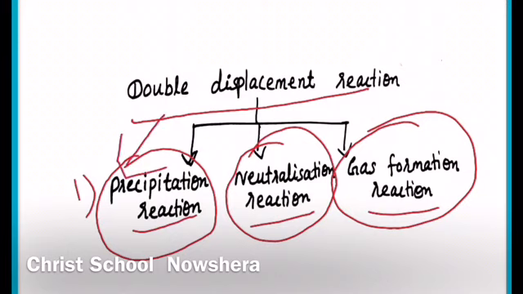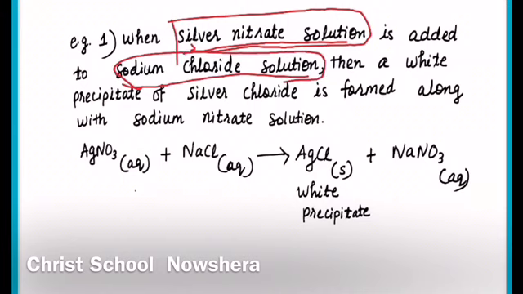Here we can consider an example. When silver nitrate solution is added to sodium chloride solution, these two are the reactants. We need aqueous solution of silver nitrate. Silver nitrate solute is dissolved in water, you will get silver nitrate solution. Second one, sodium chloride solution. Sodium chloride salt is dissolved in water and forms sodium chloride solution. So these two are the reactants: aqueous solution of silver nitrate plus aqueous solution of sodium chloride, and we can see that both are ionic compounds.